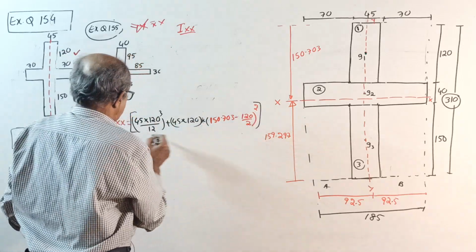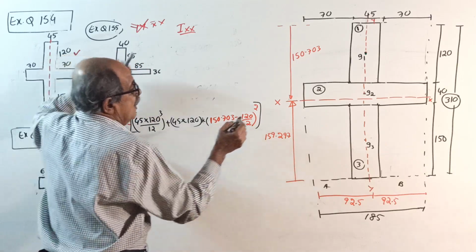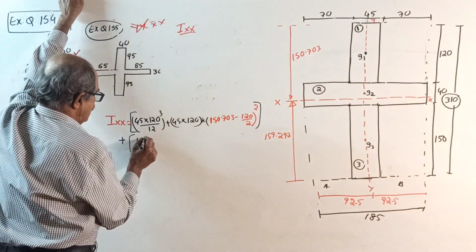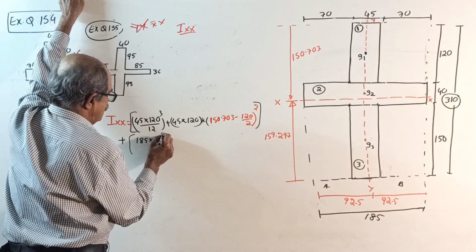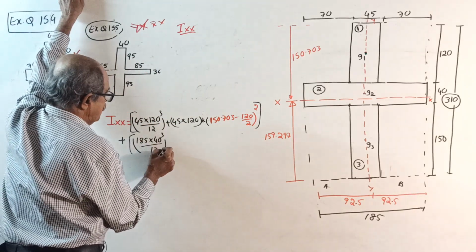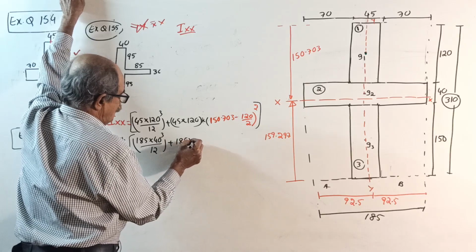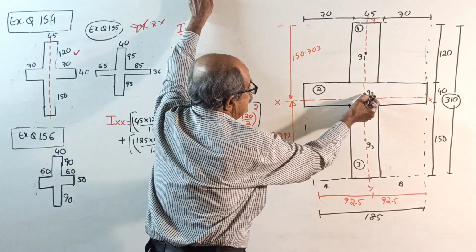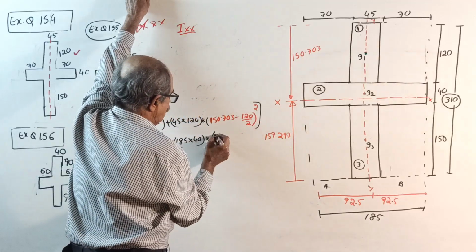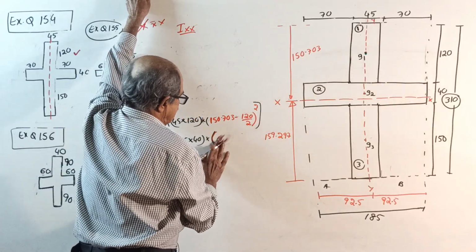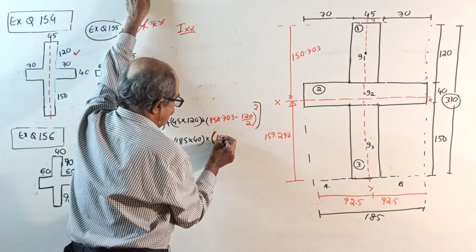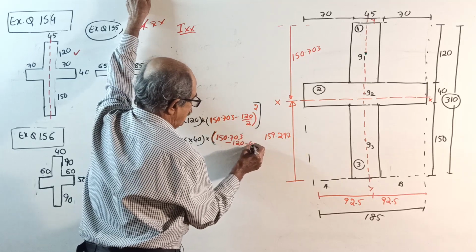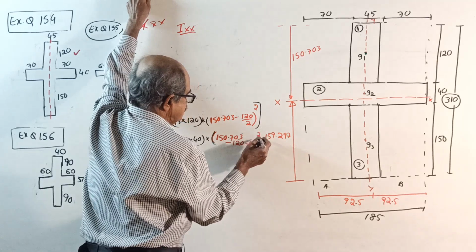Second one, plus I about its own axis, 185 into 40 cube by 12, plus area, 185 into 40 is the area, into this distance squared, 150.703 minus 120 minus 40 by 2, whole square. That is for the second one.